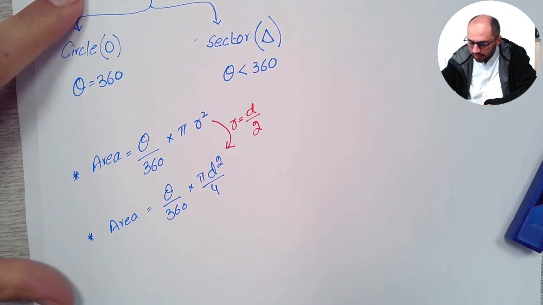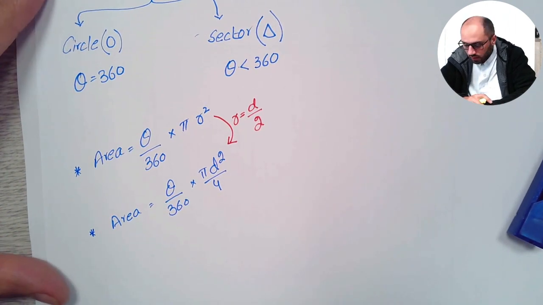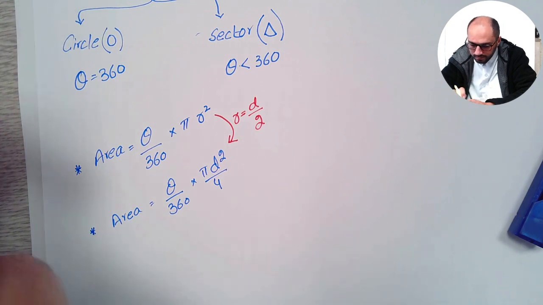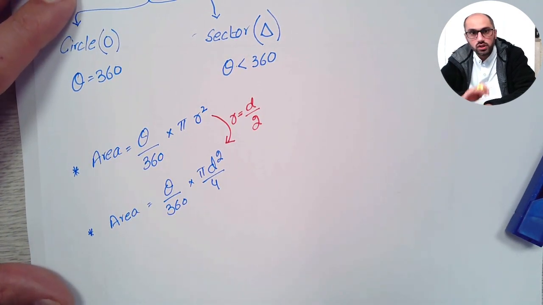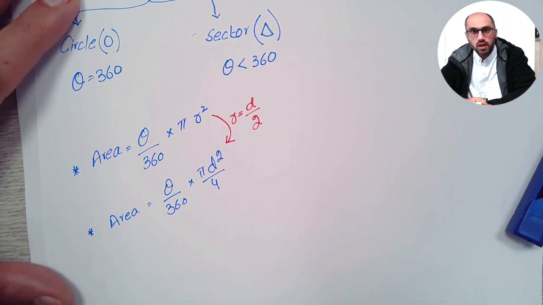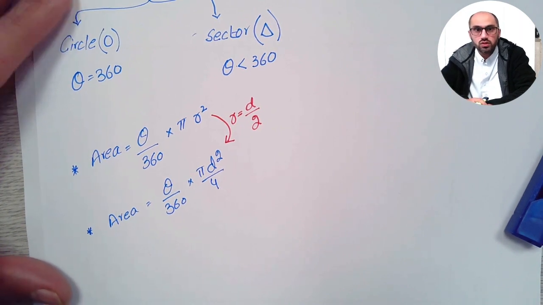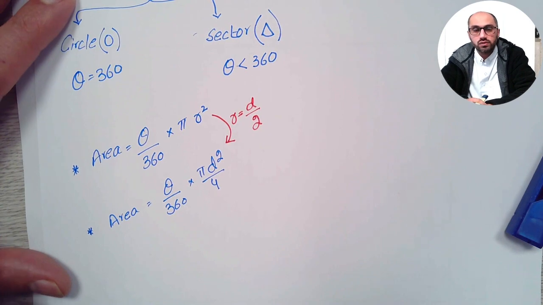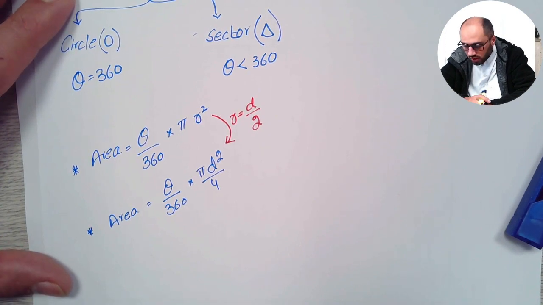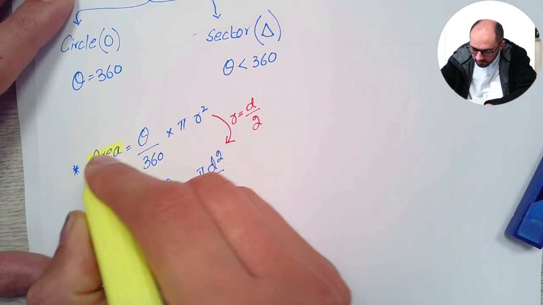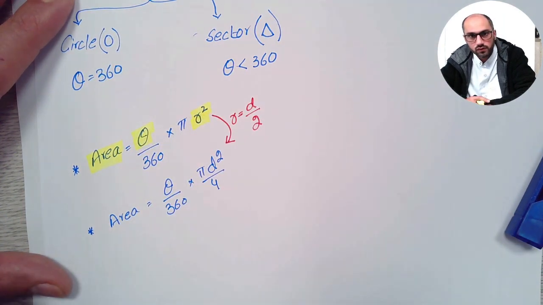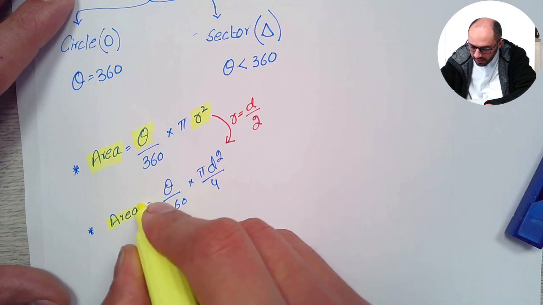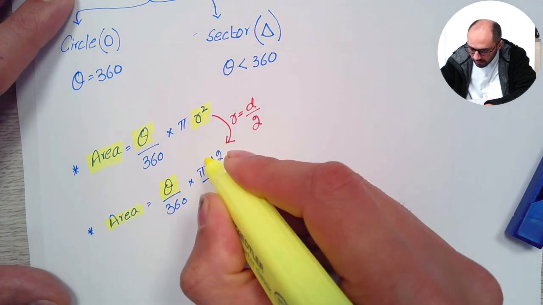If I look at these two formulas carefully, what I can see is both of these formulas contain three unknowns. The question will provide you values of two and they'll ask you to find the third. What are those three unknowns? It's going to be area, angle, and the radius in the first formula. In the second case, it's going to be area, angle, and diameter.